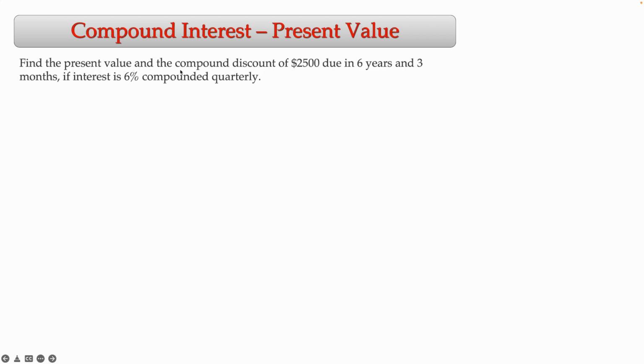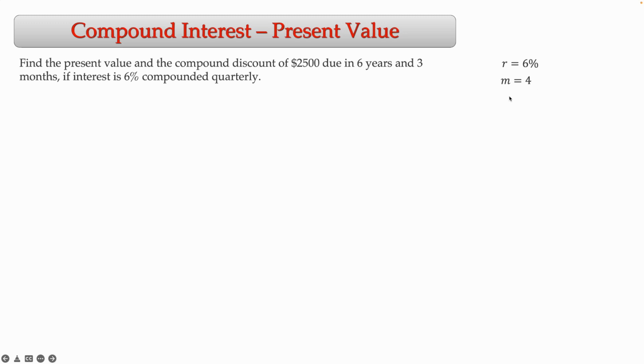Find the present value and the compound discount of 25,000 due in 6 years and 3 months if interest is 6% compounded quarterly. Again, they give me the interest, which we know is always annual. So this is the interest per year. And we notice that this interest is calculated every quarter. So M equals 4. There will be 4 quarters in a year, so there will be 4 compounded periods in the year.